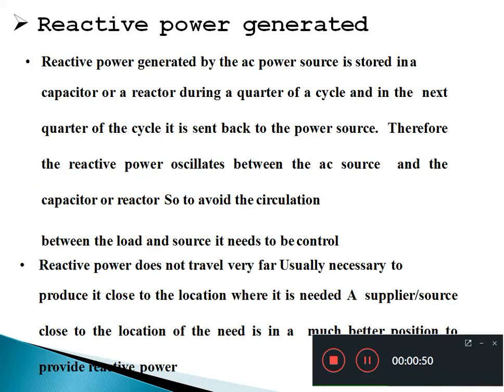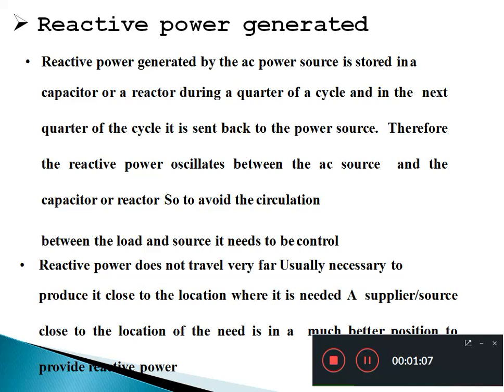So the main question is how to generate the reactive power. For the generation of reactive power using an AC source, you have to use either a capacitor bank or a reactor bank. With the help of a capacitor or reactor bank we generate the reactive power.